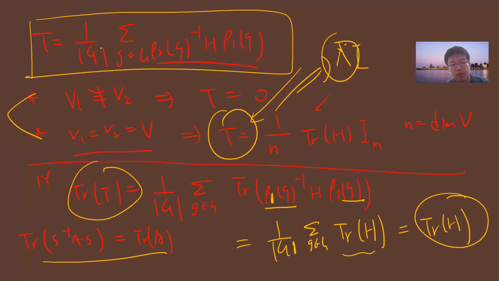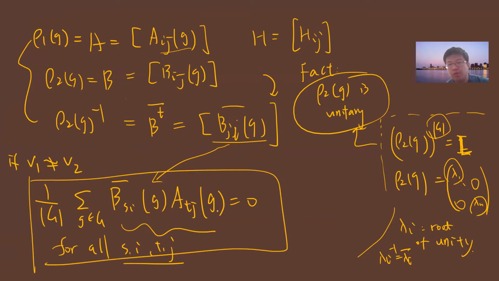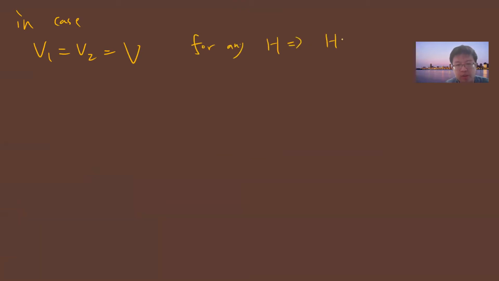So this equation actually is very powerful because it gave you 4 identities, right? So for all S, I, T, and J, this is the orthogonality relation, if V1 and V2 are not the same. Okay, so the second case is in case that V1 and V2 are all the same as V, then we can do the same thing for any H. So let's pick H to be identity.